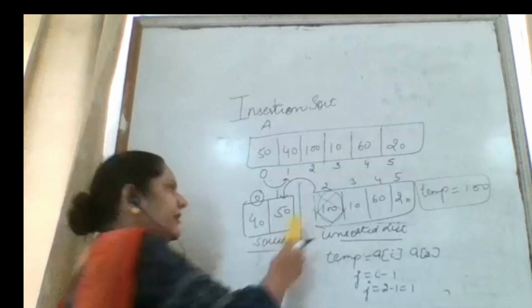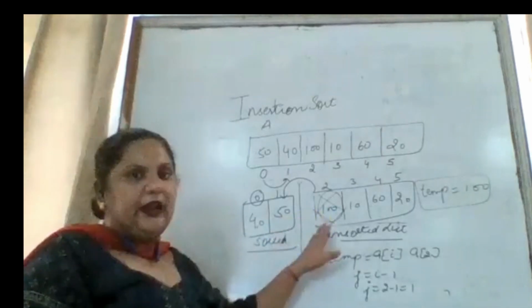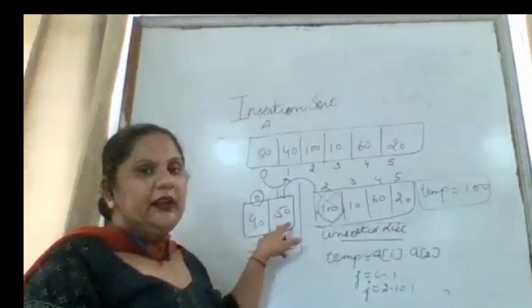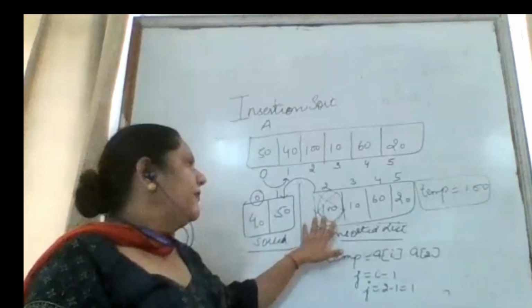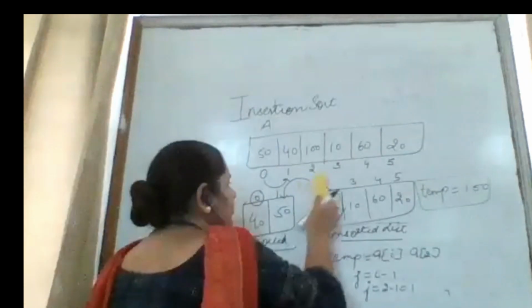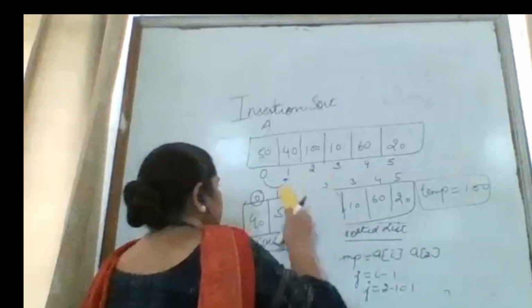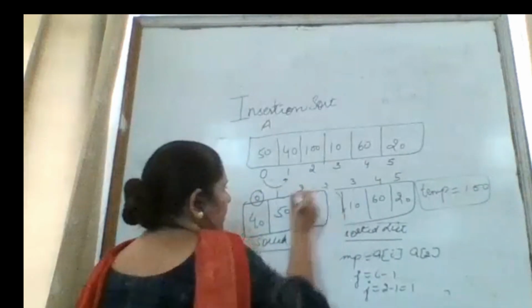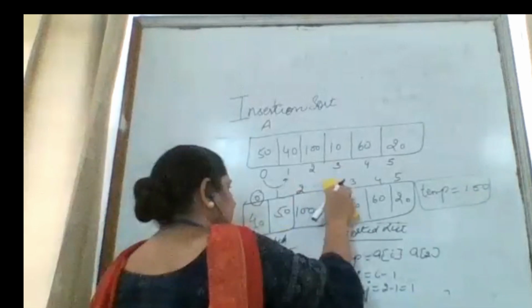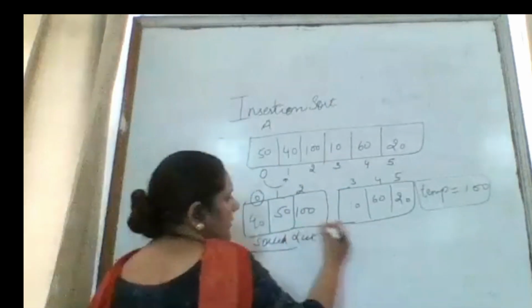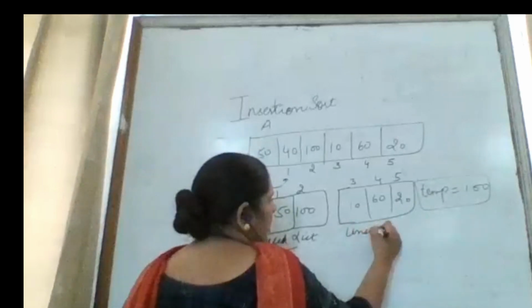No. 100 is greater than 50. Yes, 100 is not smaller than 50. So we will fix the position of 100 here only. We are not going to shift it. So this becomes 100 here. Now next, this becomes the sorted list and this becomes the unsorted list.